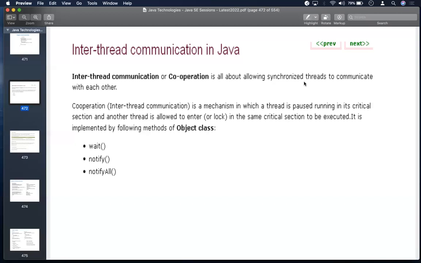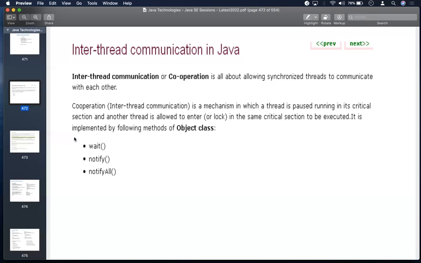Whenever the reader or the consumer finds that there is nothing to read or consume, they should release the lock by saying something. Then when they release, the writer or the producer should come and write or produce, and then these threads should notify the waiting thread that the task has been completed. So this is inter-thread communication.